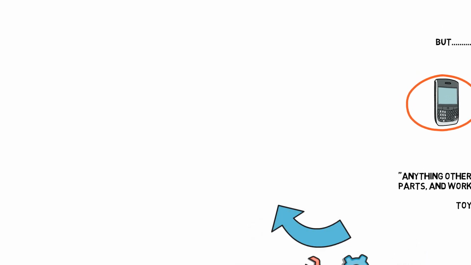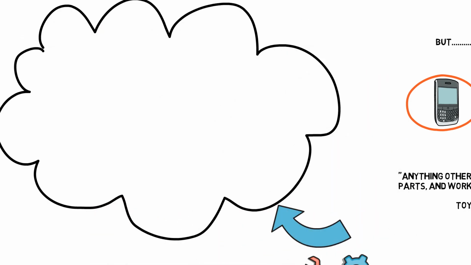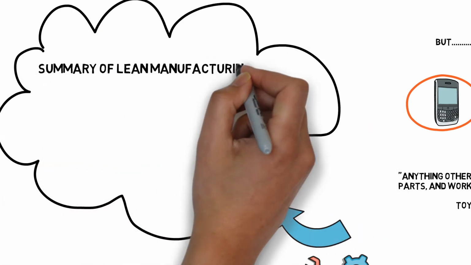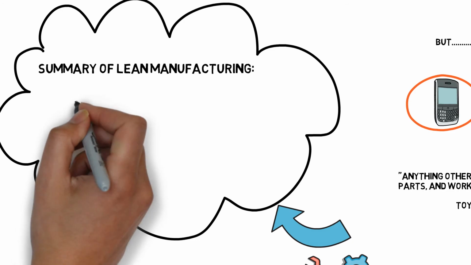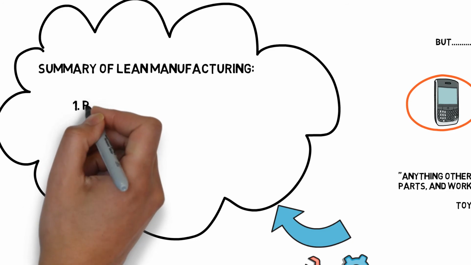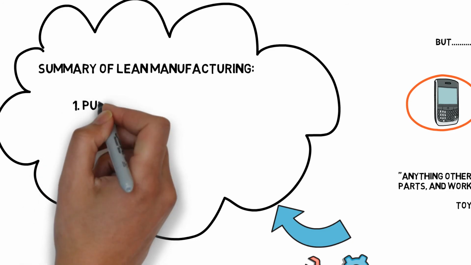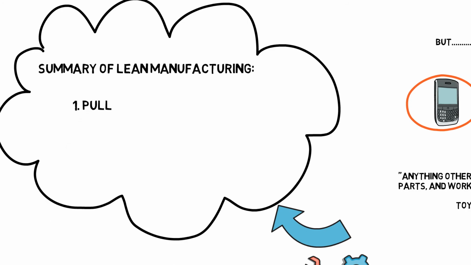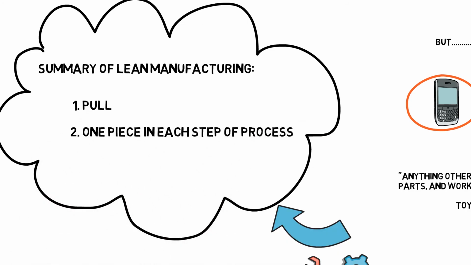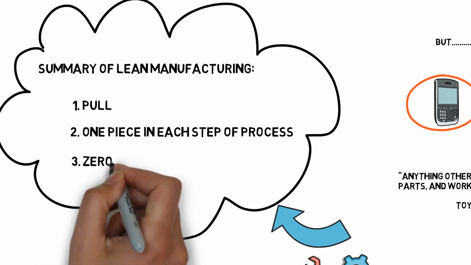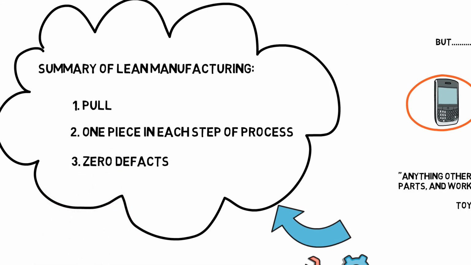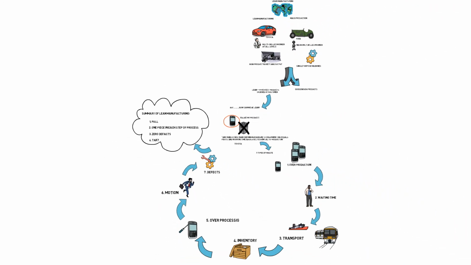Alright, let's sum it up and see what are the main ideas of the lean manufacturing process. Number 1, pull. We only produce what the customer orders. The customer orders one product, we produce one. We're not producing anything more. In every step, we have just one piece in every process step. Zero defects, and the takt, which is the heartbeat of our process, is aligned with the product that we need to produce.